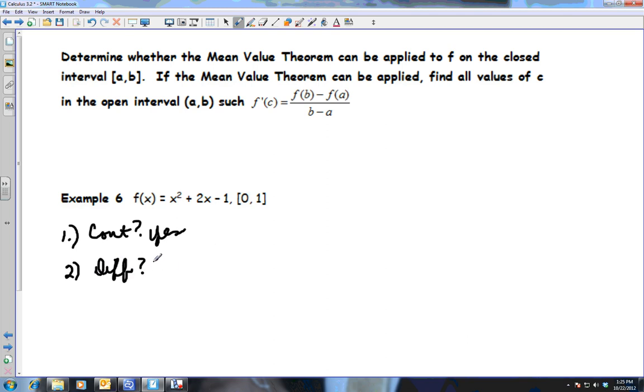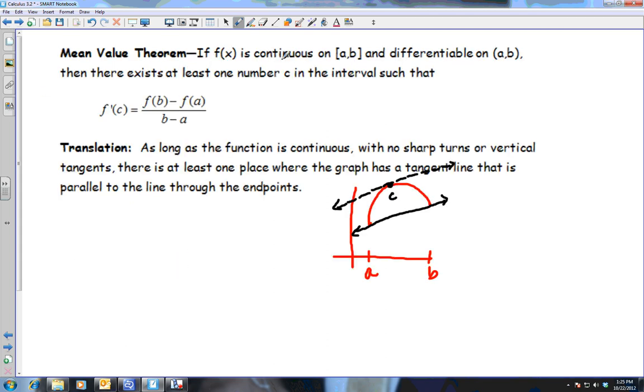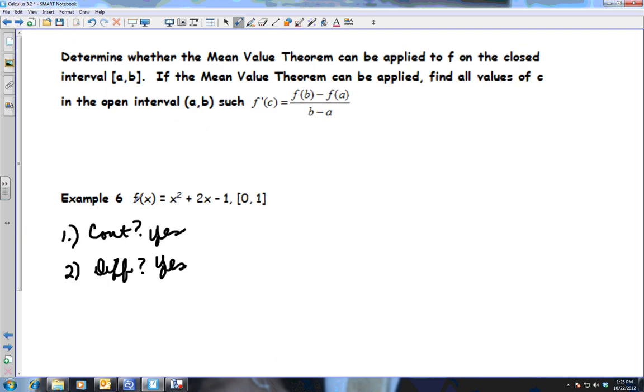Yes, because I don't have any sharp turns, anything like that. Okay, so look back. Is it continuous and is it differentiable? Those are the two things that I have to make sure apply for the mean value theorem. Okay, so now the first thing we're going to do is use this part of the equation.